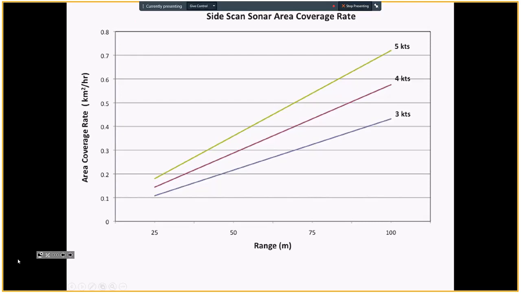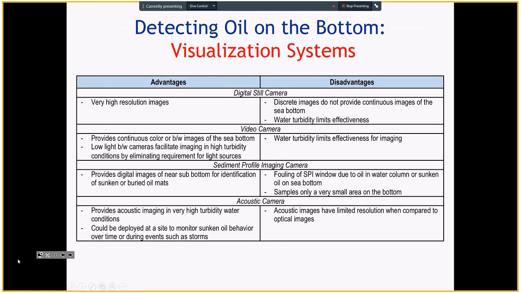This just shows you the aerial coverage in square kilometers per hour. I mean, you're not going to do that with almost any other thing, actually synoptically map something on the bottom. For the visualization techniques, there are still cameras, acoustic cameras, video, and then there's something called a spy camera, which takes a little picture of a small window in the substrate that might be looked at for oil on the bottom. These things are great.